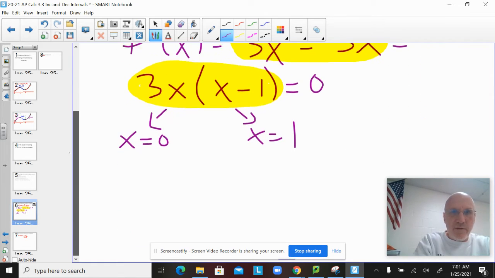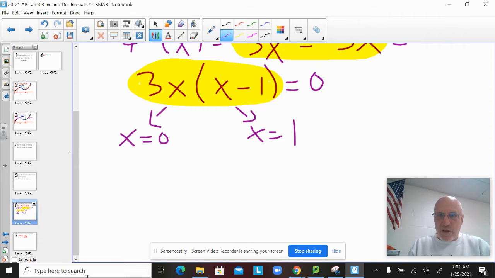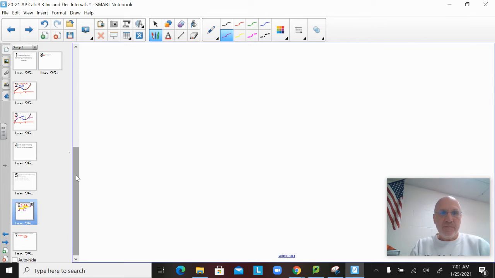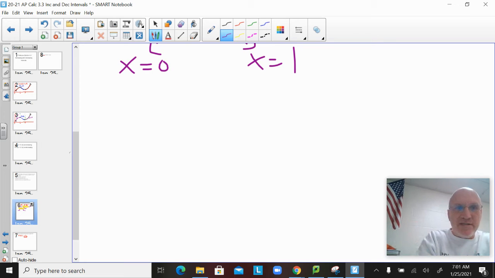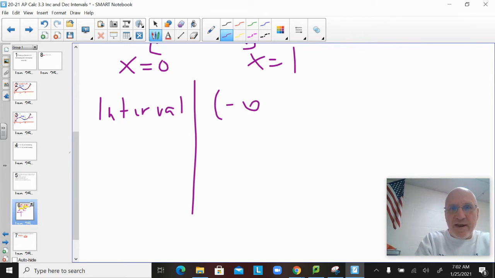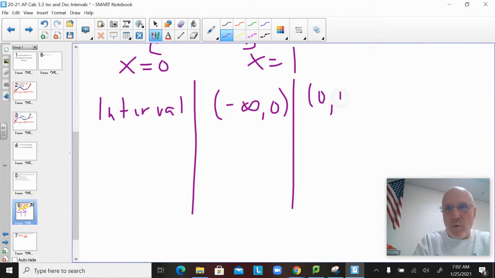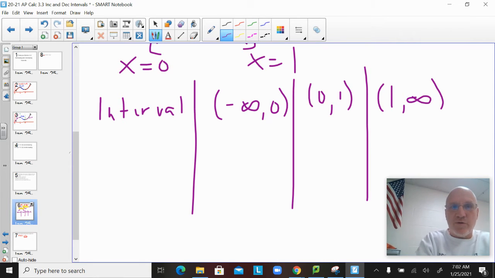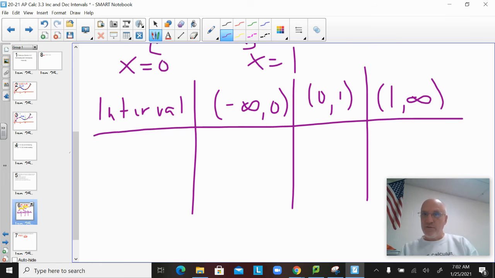We are going to now create what I'm calling a sign chart when we need intervals. Those are my two critical numbers. So now my table looks like this. First, I have my intervals. The first one in this case goes from negative infinity to 0. The second one goes from 0 to 1. And the third one goes from 1 to infinity. I am using my critical numbers to create intervals, with my critical numbers being the boundaries.